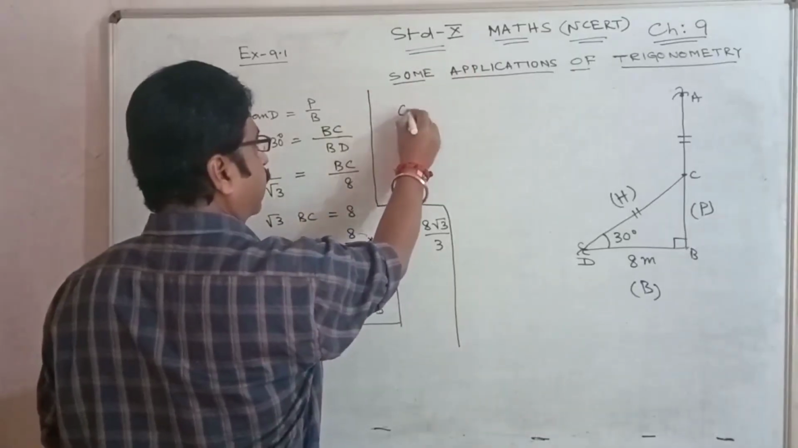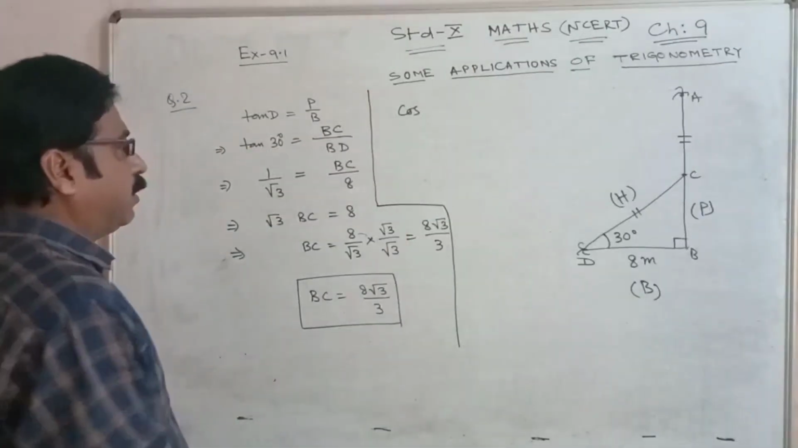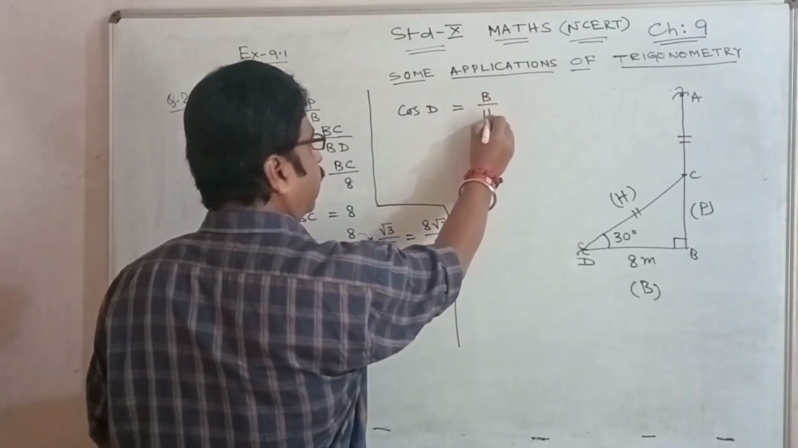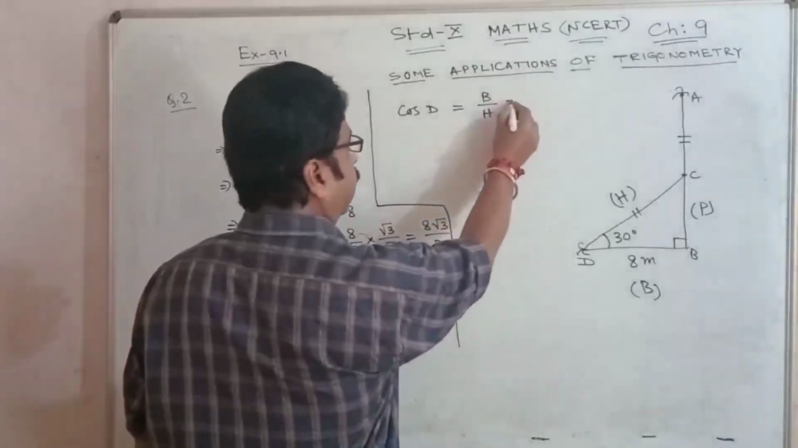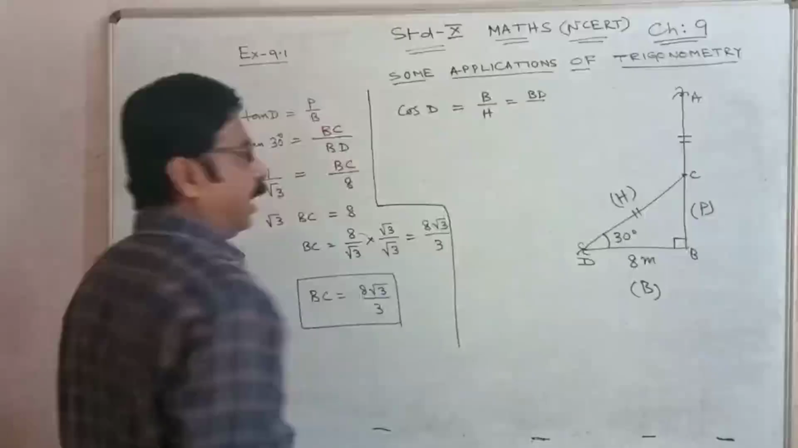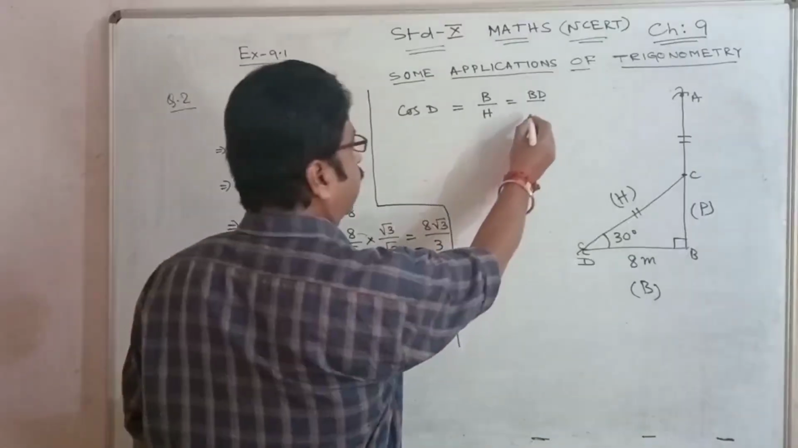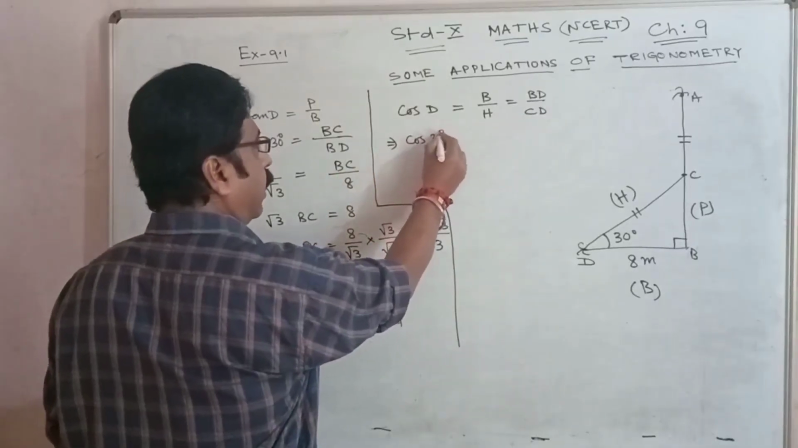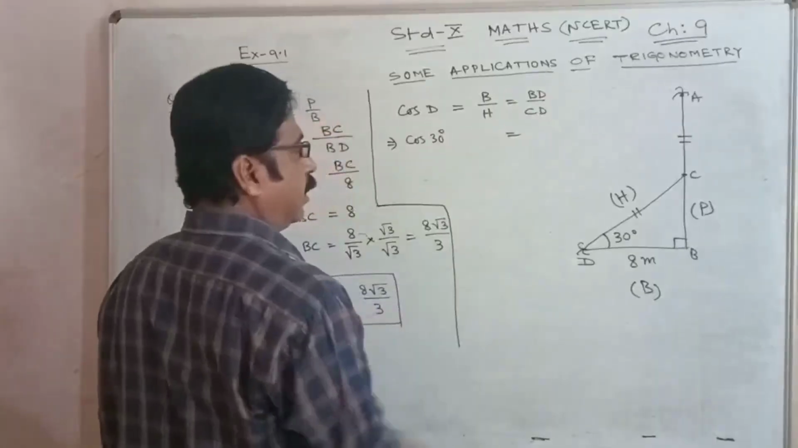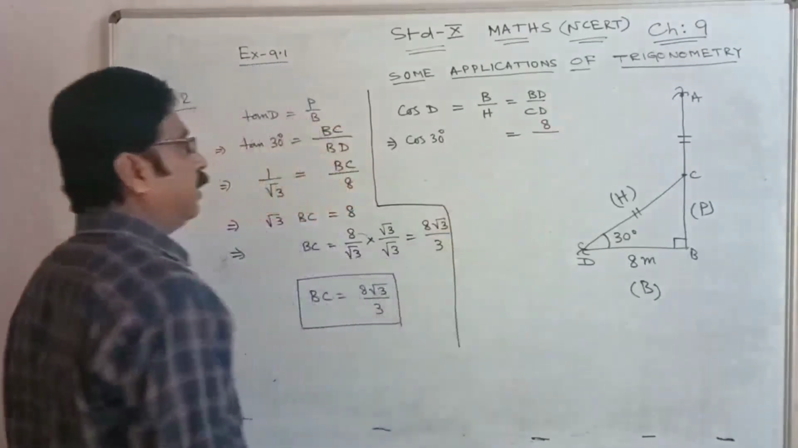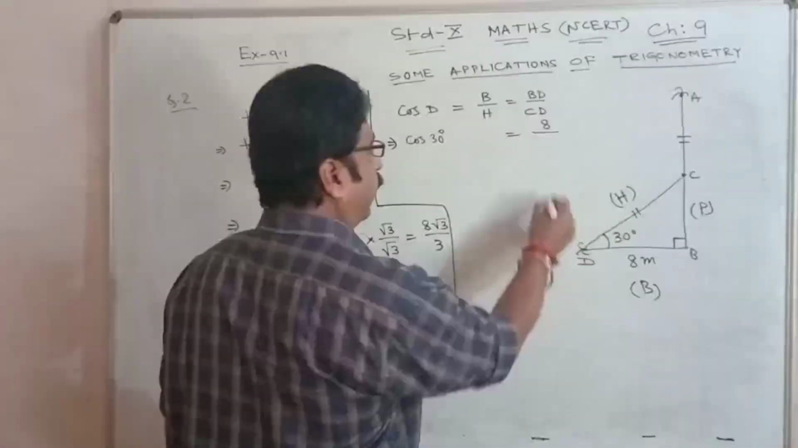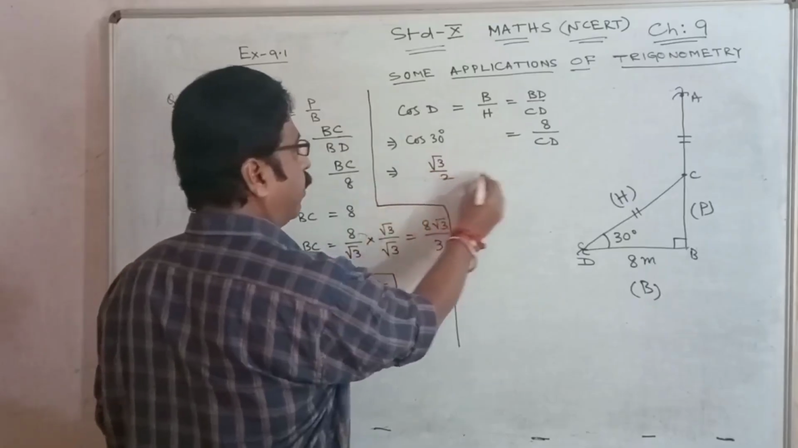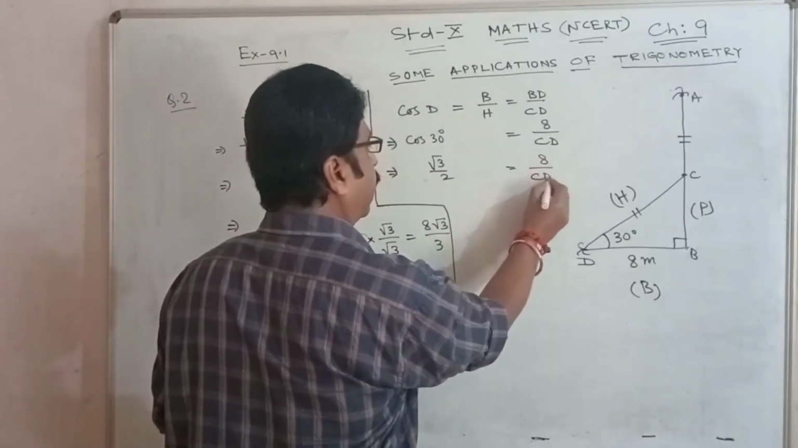Suppose we use the cos trigonometric ratio. Cos D is base upon hypotenuse. Base means BD, and the hypotenuse that is unknown will be CD. Cos 30 degree equals BD, which is 8, and CD is unknown. Cos 30 degree will be root 3 upon 2, equals 8 upon CD.